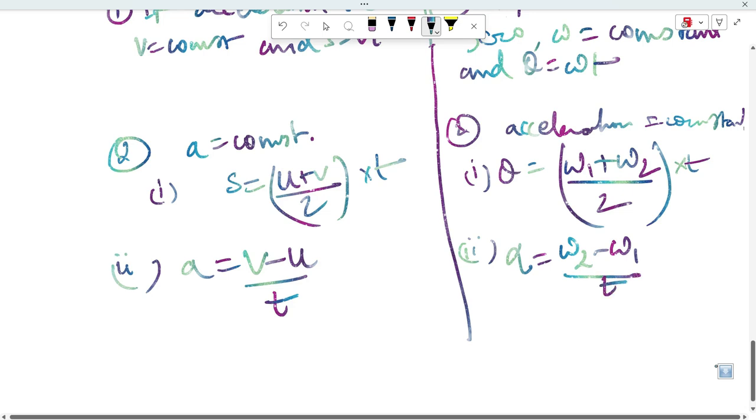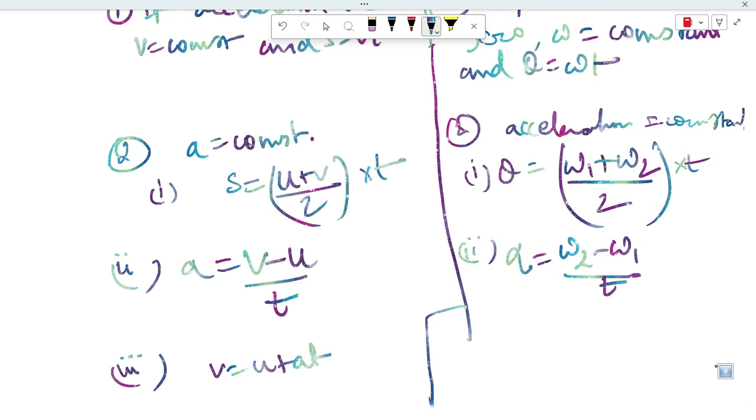Similarly, the next point, let us see. Let us focus on linear motion and the equations of motion. So we can write v is equal to u plus at. This is the first equation of motion: the final velocity is equal to initial velocity plus acceleration into time.